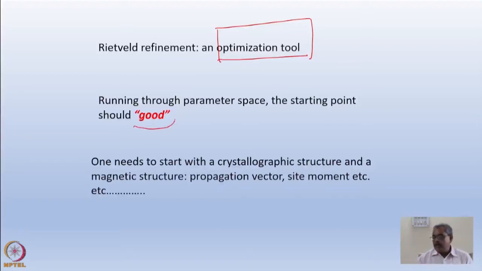So running through the parameter space, the starting point, that means the starting structure, should be good. This good is a very loaded word, because when I say good, that means when I start from a point, first, it should be physically reasonable. For example, a very bad example possibly, I know that iron can form a BCC lattice. Now, that means my starting guess should not start with iron in a hexagonal close packing, because then I am too far away from the physical reality that iron has a BCC lattice. So I will start with an assumption of a BCC lattice, and I will show in some examples that, and then I try to figure out the moment. So one needs to start with a crystallographic structure plus a magnetic structure when I am looking at magnetic neutron diffraction and microscopic magnetic structures like ferromagnets, antiferromagnets, ferrimagnets.